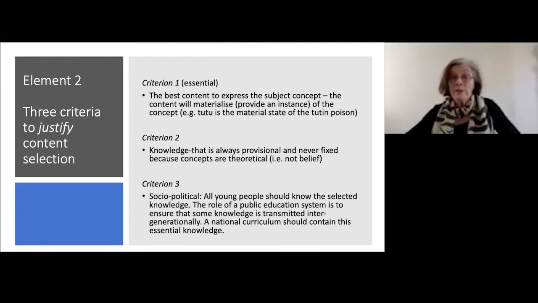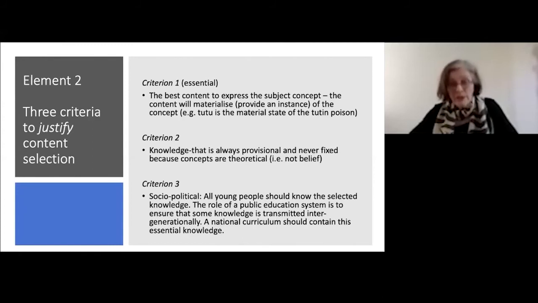Now, the second criterion is not always required for all topics. Content can be selected to make the point to students that this type of knowledge is theoretical knowledge. It's always provisional. It's never fixed. Concepts are theoretical. They're not belief. So anyone teaching history or science, for example, will probably show to students that some ideas have been developed in recent times. That development, that truth-seeking nature of the disciplines and of science, as ideas are developed across time. For example, the tutin poison itself was first identified in 1911. So it's a new theoretical concept.